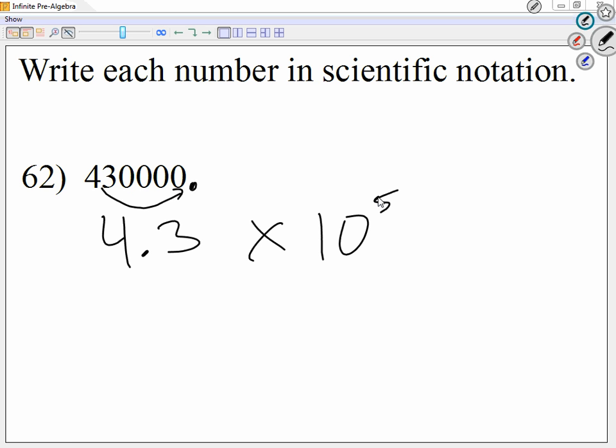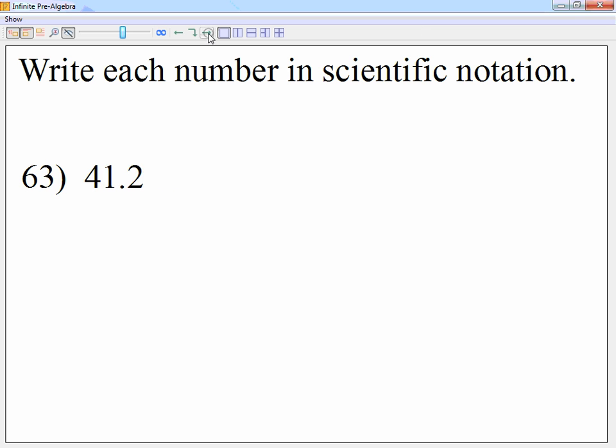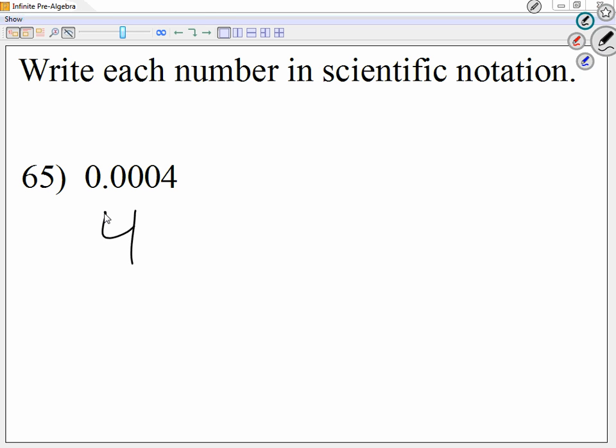Any questions up until 72? 65? All right, looking at 65, I'm going to call this 4.0 or 4 times 10 to something, negative 4, okay? Because in this case we move it 4 to the left. Yes.